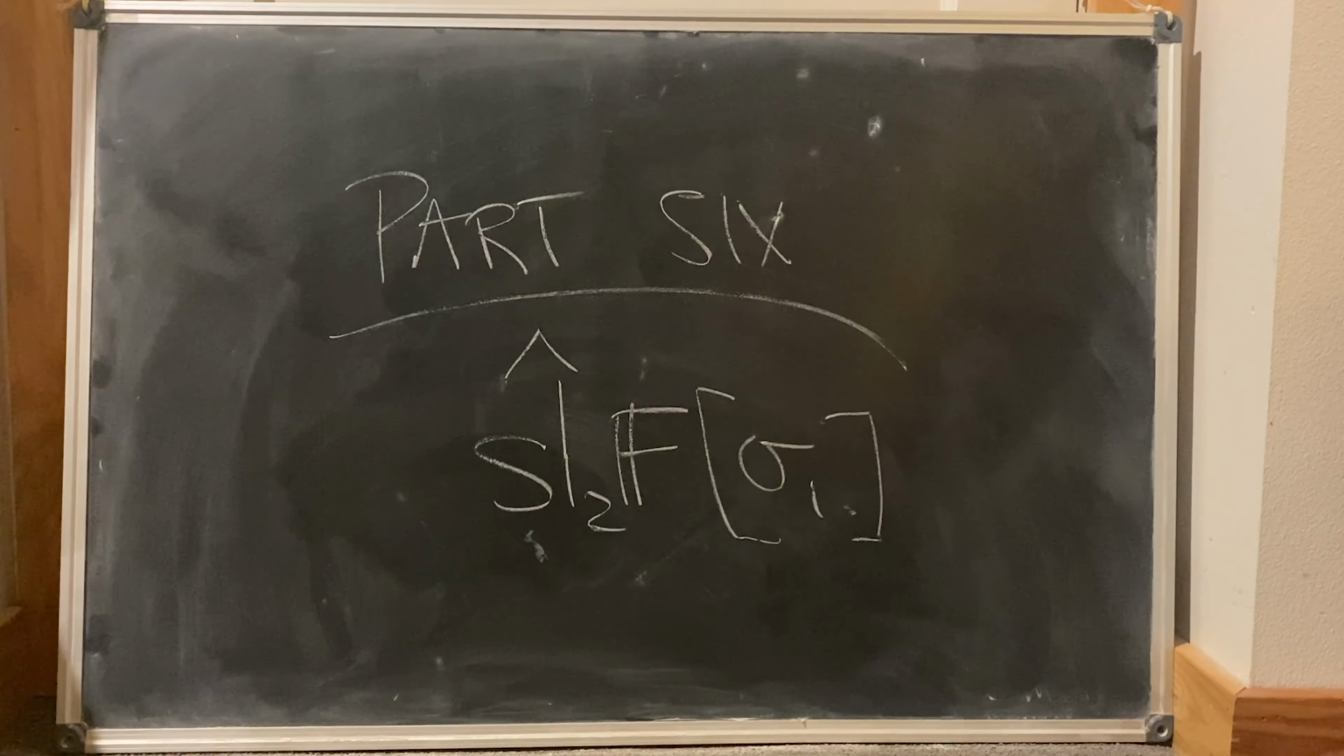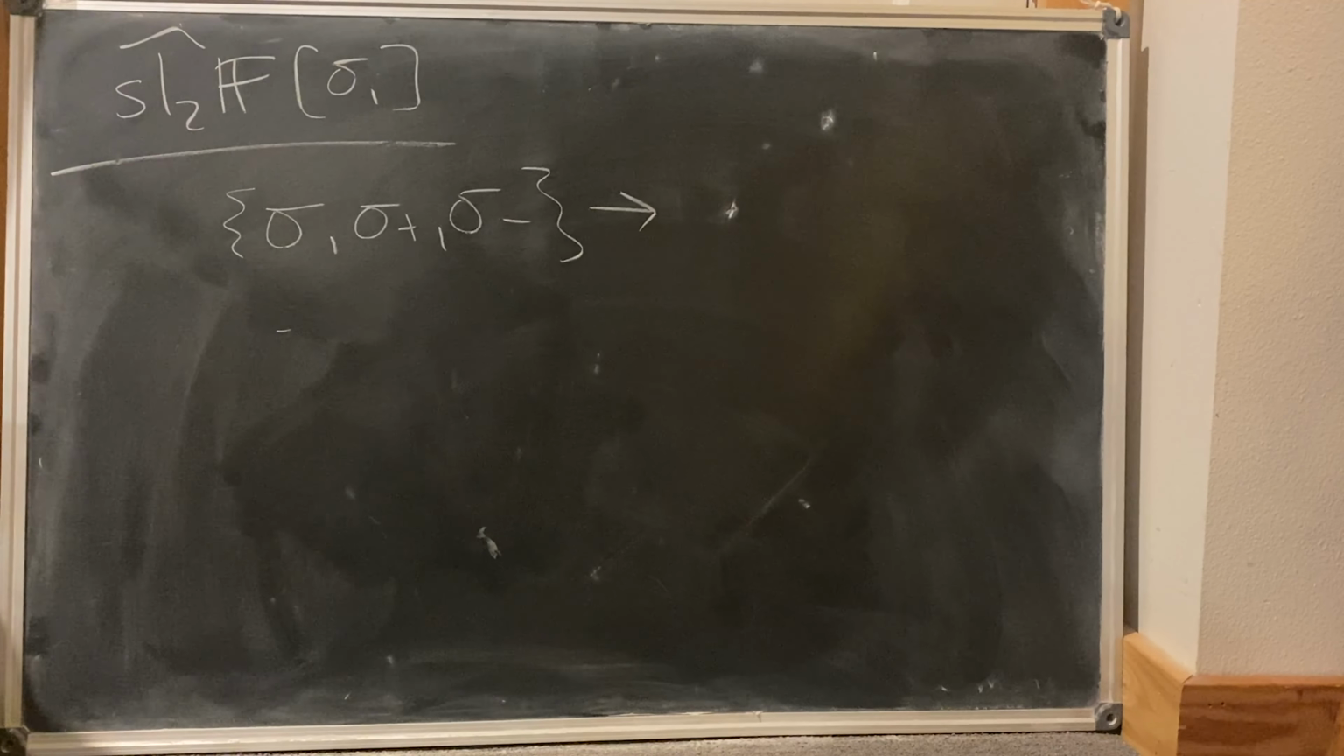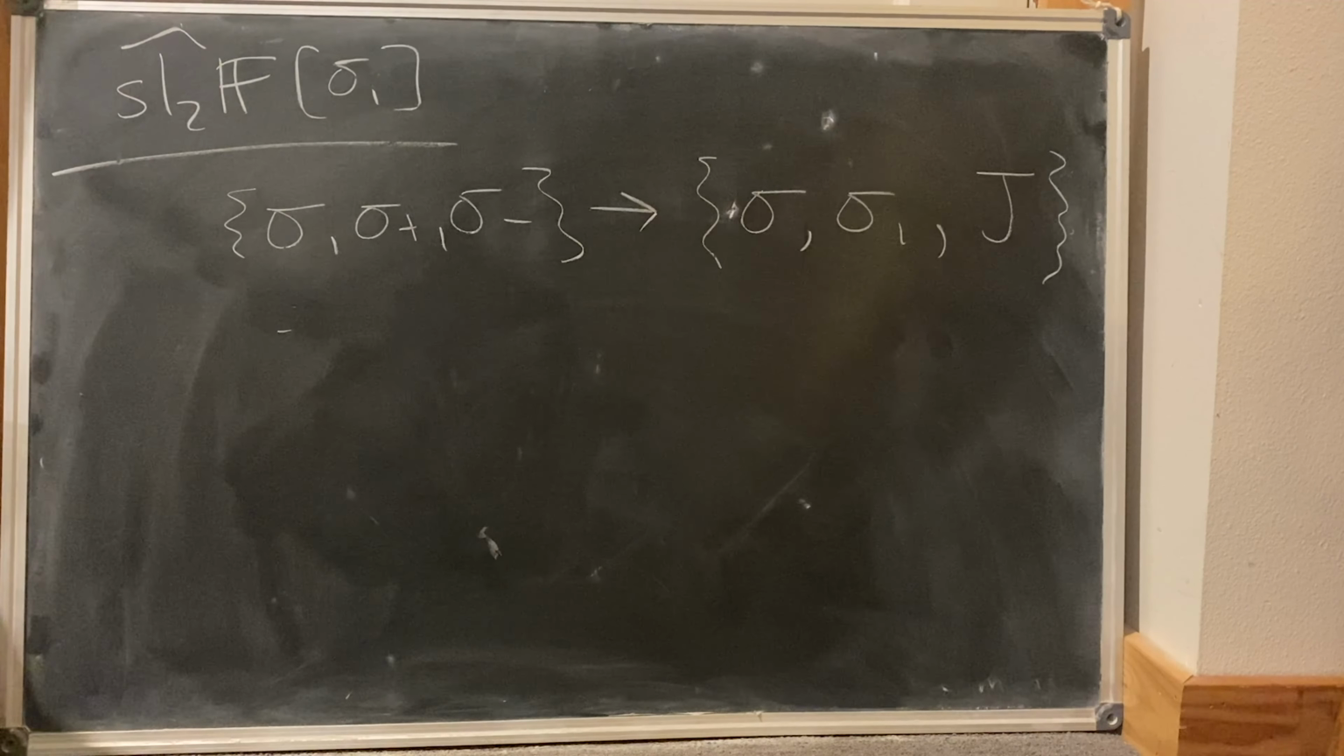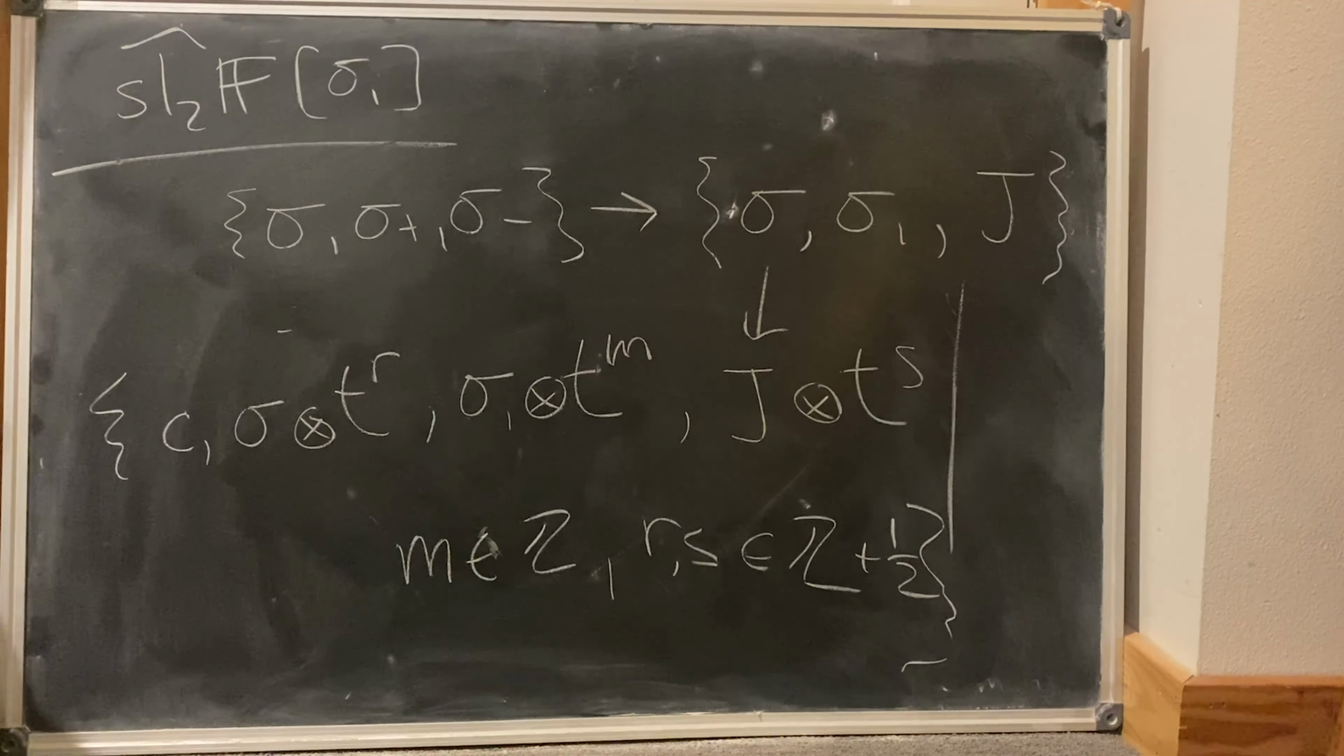Finally, we consider the slightly more complex case of the affine Lie algebra sl2F twisted by sigma 1. Here again, we start with the Chevalley basis, but rotate it to a slightly different basis, which we know is manifestly even or odd under the involution of sigma 1. The twisted affine algebra is then comprised of the span of elements including the central extension C, half integral graded elements based on sigma and j, and the integral elements based on sigma 1.